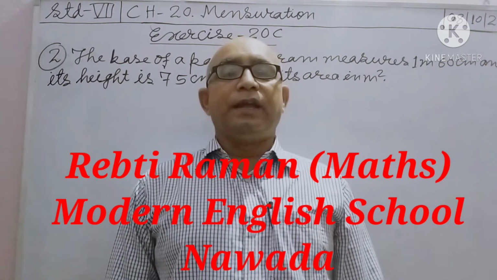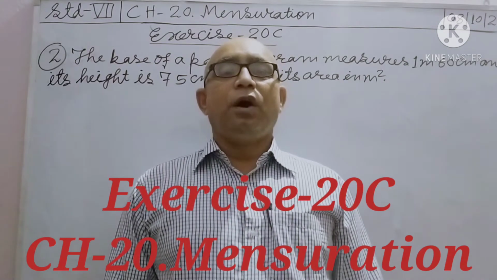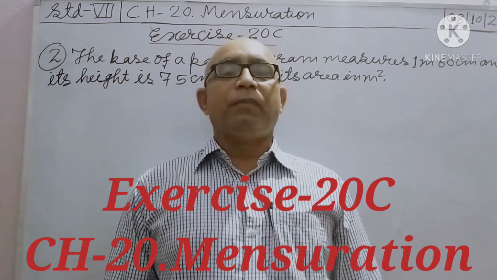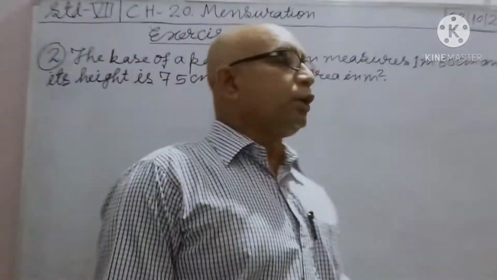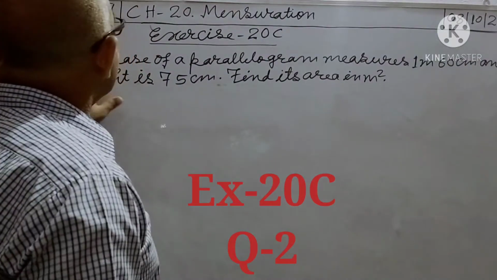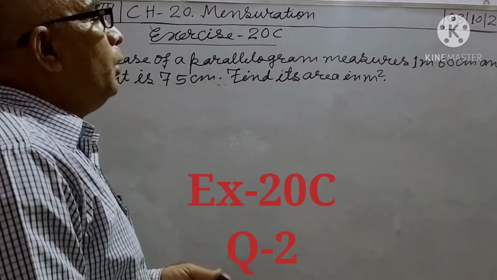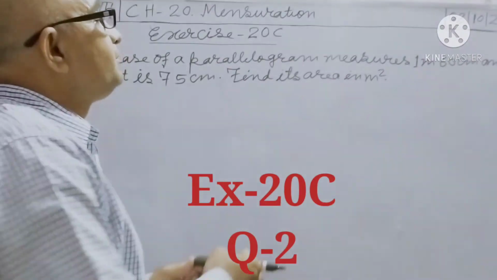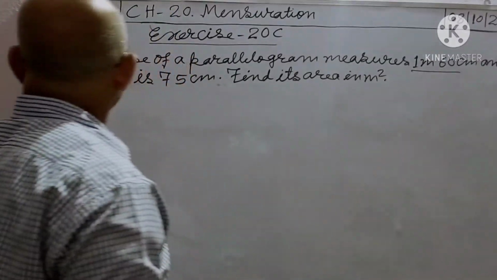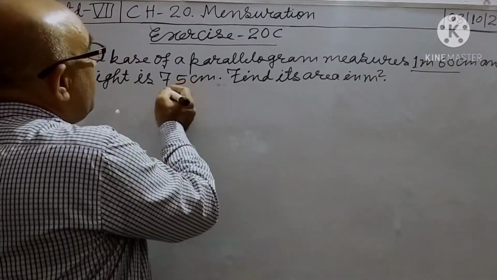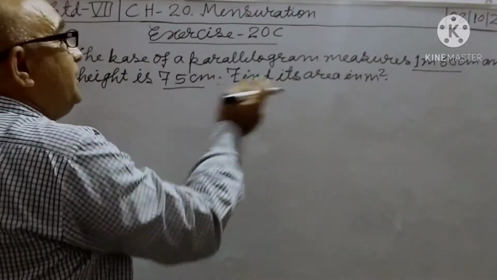Students, today I shall solve exercise 20C of chapter 20, mensuration. One question is written here, question number 2. In this question, the base of a parallelogram measures 1 meter 60 cm and its height is 75 cm. Find its area in meter square.